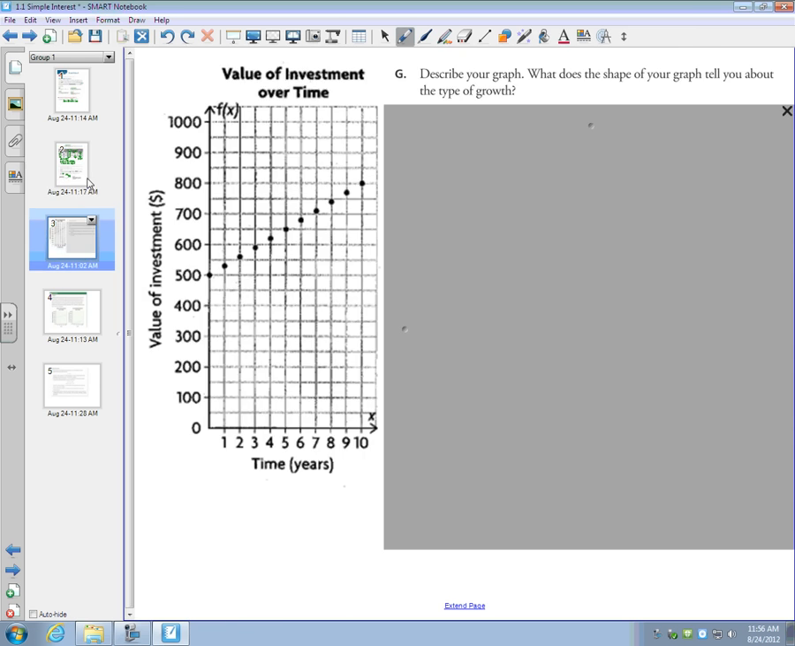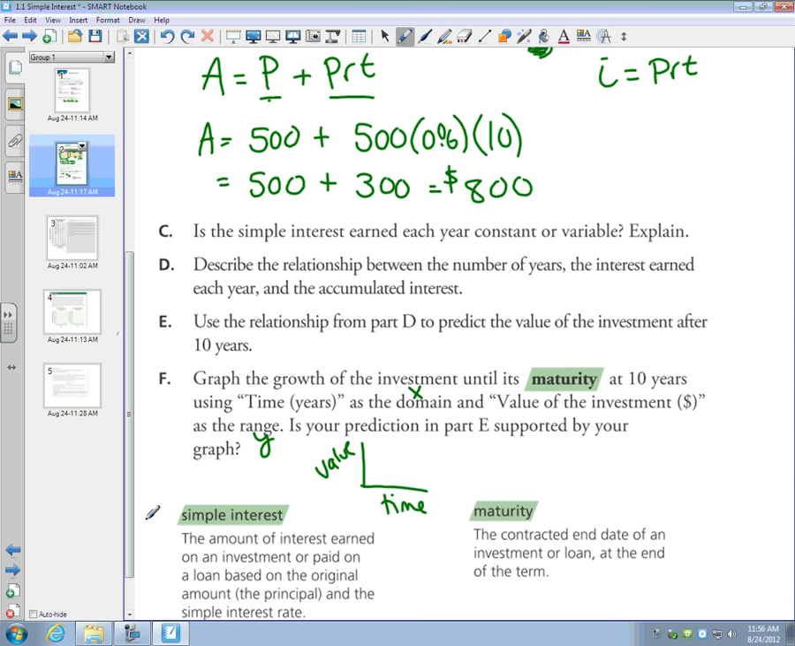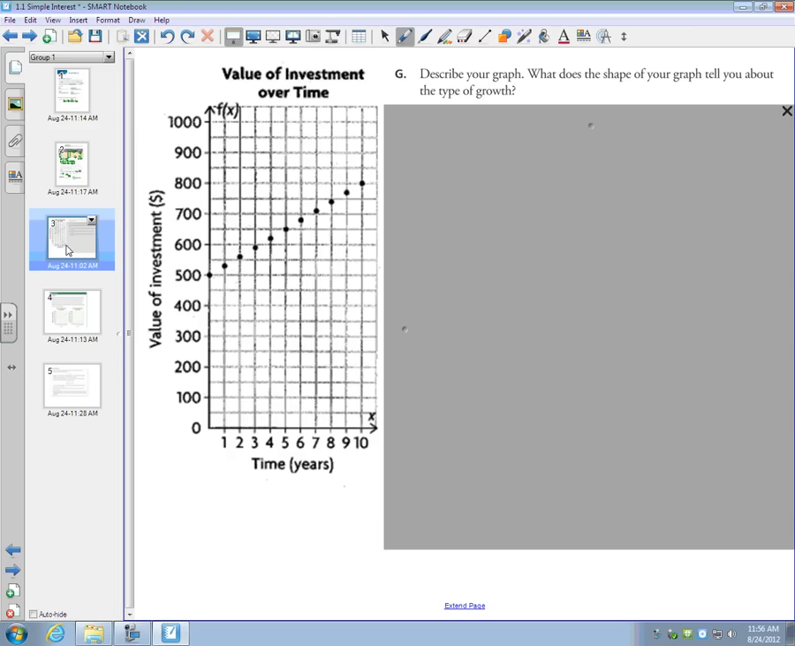So until its maturity, our last point is going to be at 10. Okay? So here I've graphed it. I want you to notice a couple good things about this graph. First of all, labeled axes and units. This is in dollars, this is in years. I'm not saying 6 months, I'm not saying 6 seconds. It's very clear. There's a very nice title.